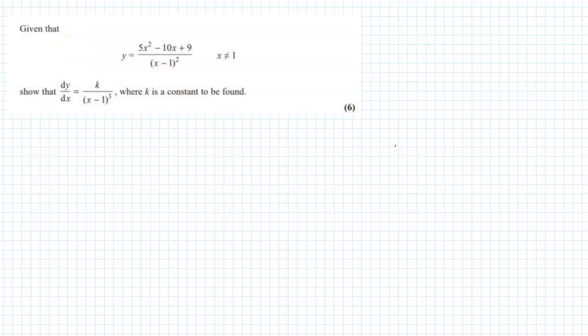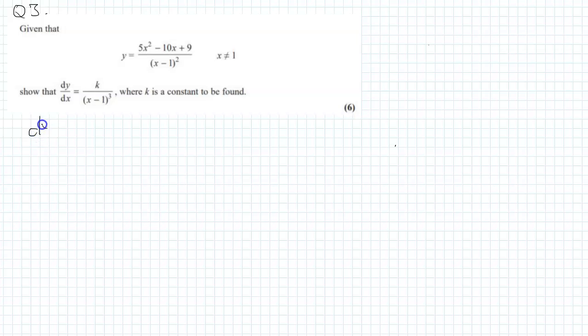This is question number 3 for our October midterm exam for Form 6. Given y is equal to (5x² − 10x + 9) divided by (x − 1)², we have to find dy/dx in simplified form.